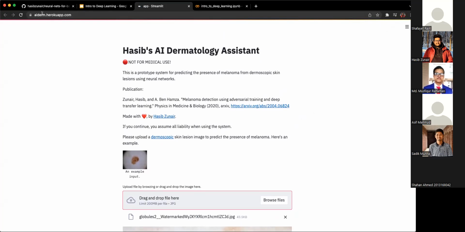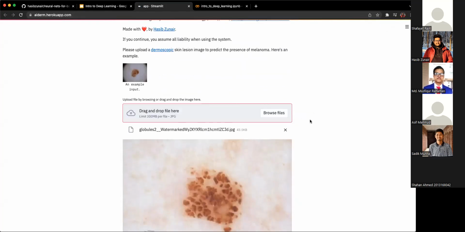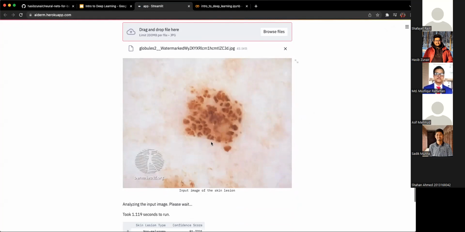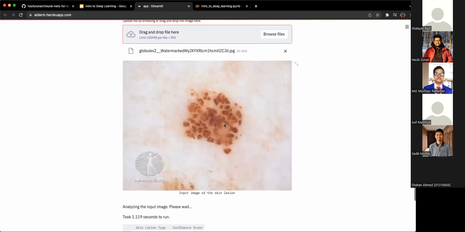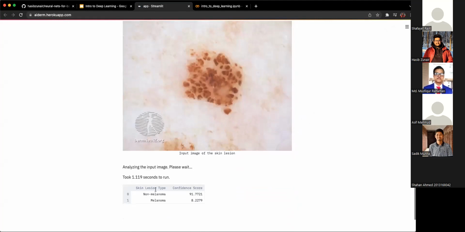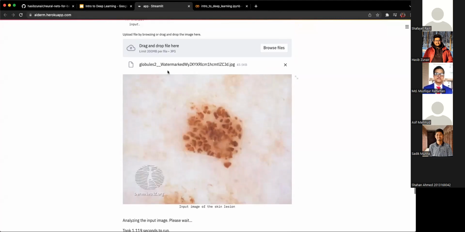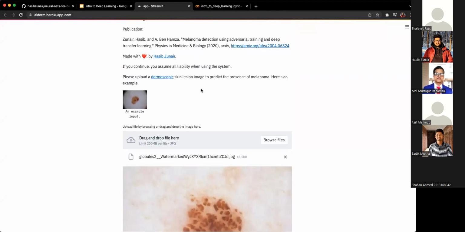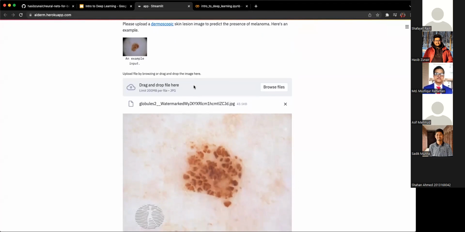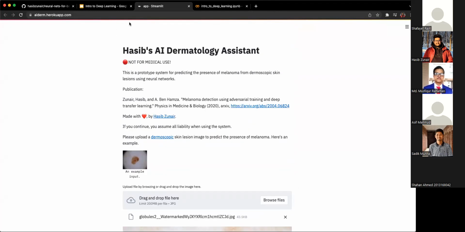You can also play around with this. It's live over here. So you can see I gave this image of a normal dermatology image, and the model tells me that it is 91.7% confident that it is an image of a non-melanoma, like there's nothing wrong with it. And it's only 8% confident that it is melanoma. So in other words, in the context of computer vision, you can think of this as a binary classification problem or even image tagging.